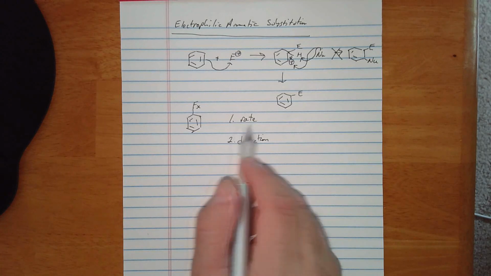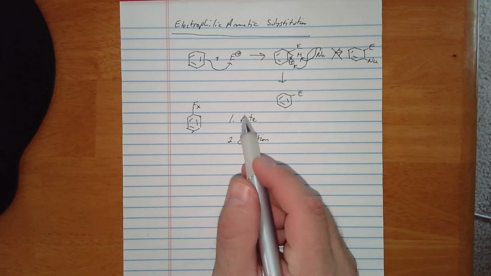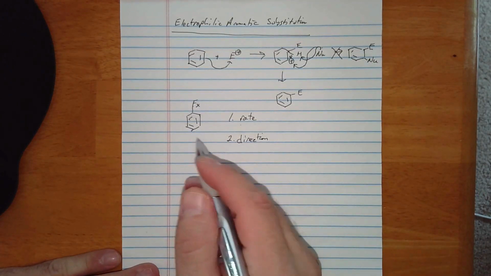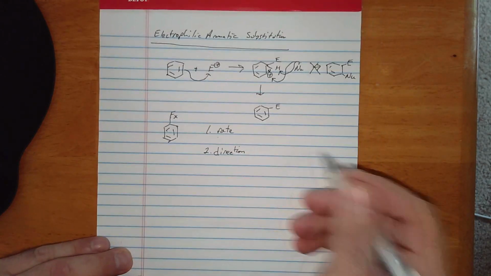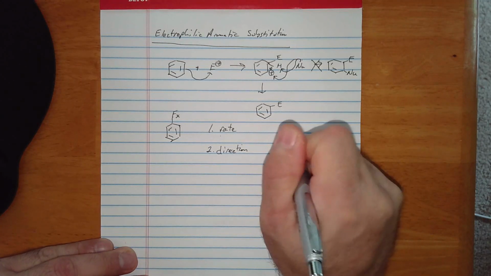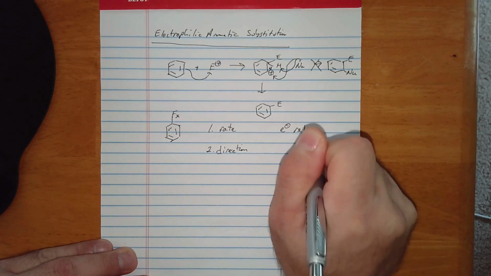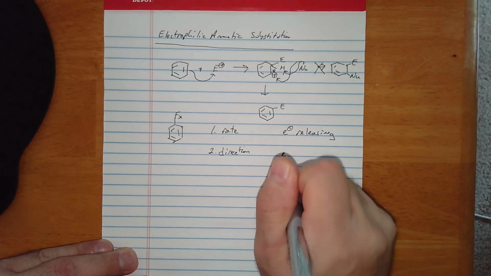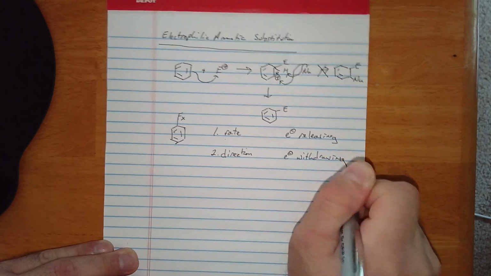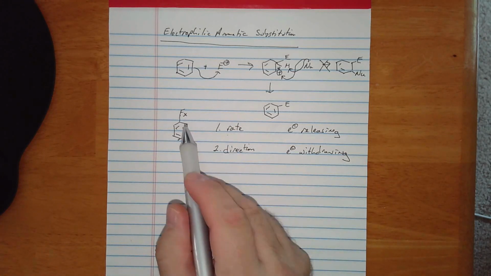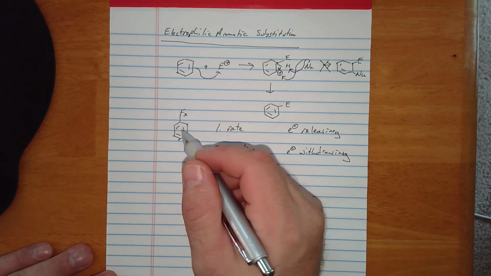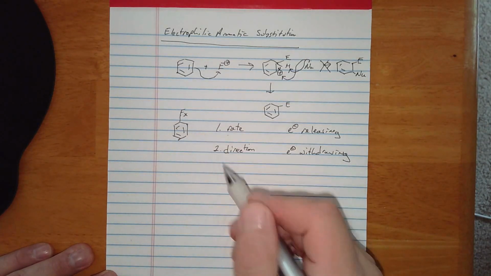So let's talk about the first effect, and that is rate. Does the reaction happen faster or slower than benzene? The first thing we're going to do is define what our functional groups are. We can classify our functional groups into two major categories. We can call them electron releasing and electron withdrawing. If we have a functional group on the ring, we'll just call it an electron withdrawing functional group. That's a functional group that withdraws electron density out of the ring towards itself.